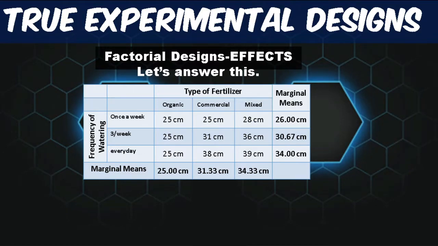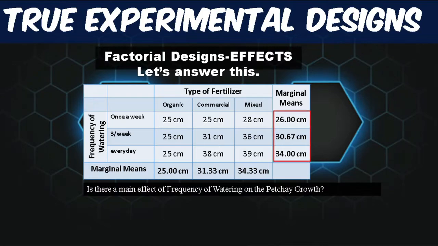Okay, let's have our example. Let's have another example. This time, it's between the fertilizer and frequency of watering to the growth of pechay. So this is our table. It has values now. Let's suppose that we are able to conduct the experiment and these are the data gathered. Let us answer the following questions.